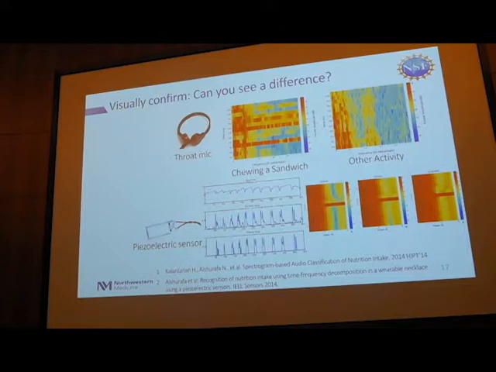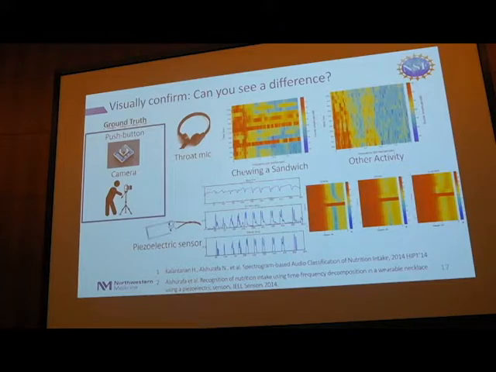swallows over time. And then here's another spectrogram image that shows the swallow and also the frequency differences if I was eating chips, for example, versus water or versus a sandwich. So the idea is, can I actually visually see a difference? And that will also help you believe that the sensor actually works.